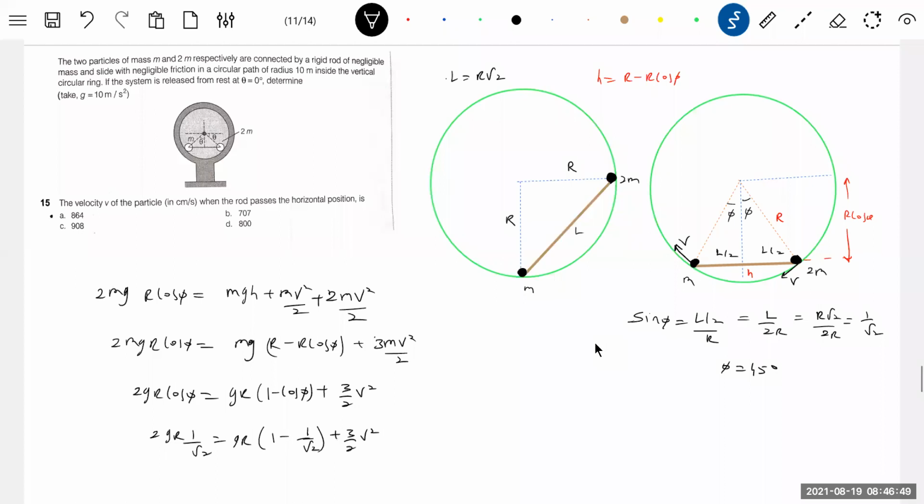Okay, nothing to do. Conservation of mechanical energy. Sir, I want to write some normal contact. How much is there? Yes, go. Come on, right now. Who is stopping you?